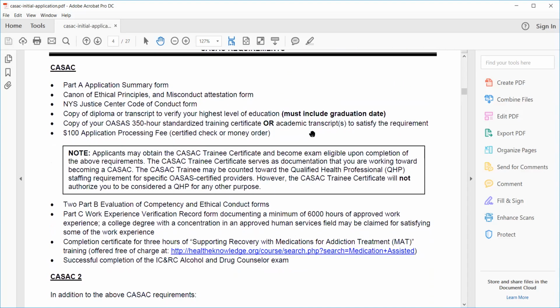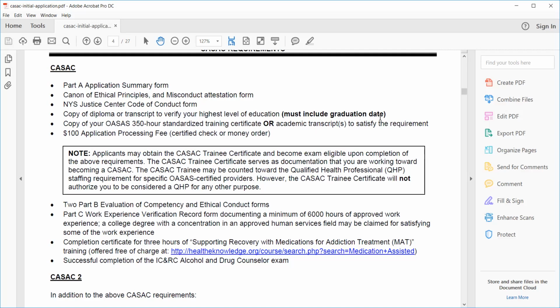All right. So what do you need to get this started? Here it is. Part A application summary, this canon of ethical principles, the Justice Center code, a copy of your diploma or transcript. Again, this is why you are waiting till your Hudson Valley graduation. Just makes it a little bit easier, because you are going to have your associate's degree at the end of your studies here at Hudson Valley.